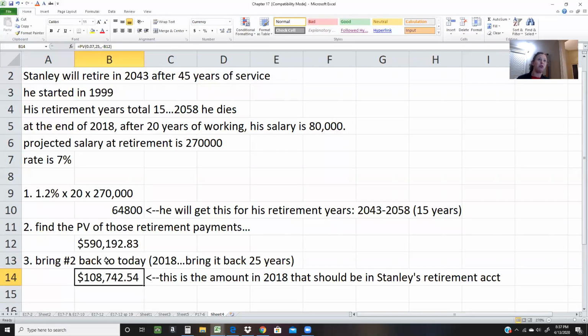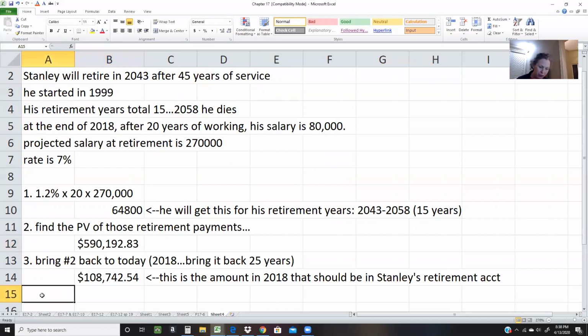So what we would need to do is look at the plan assets for Stanley, look to see how much is in there, and then see how much we need to deposit to get it to the right number. So that next year we'll have to deposit a little more, a little more, and a little more. And eventually in 2043, when he retires, there better be $590,000 in there, and then he can pull out $64,800 each year for his 15 years of retirement, and then all the money would be dwindled away.